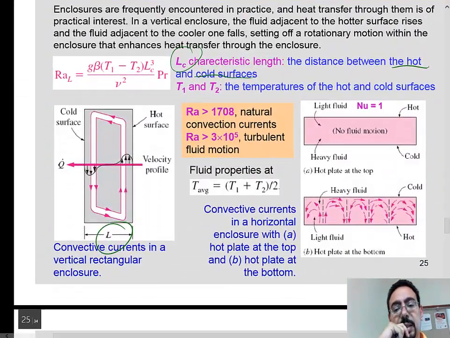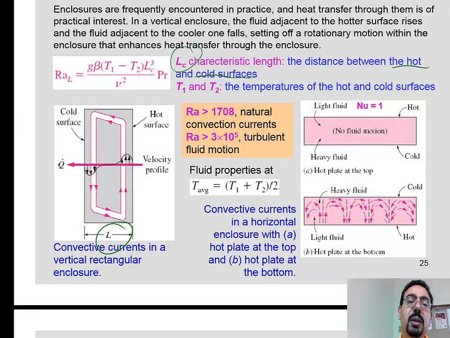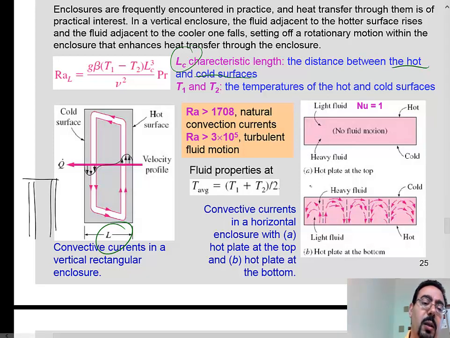This part, this is basically the cell, the internal cell that would happen, say, in a double glass window. Okay? If you have a double glass window, why do we do that?